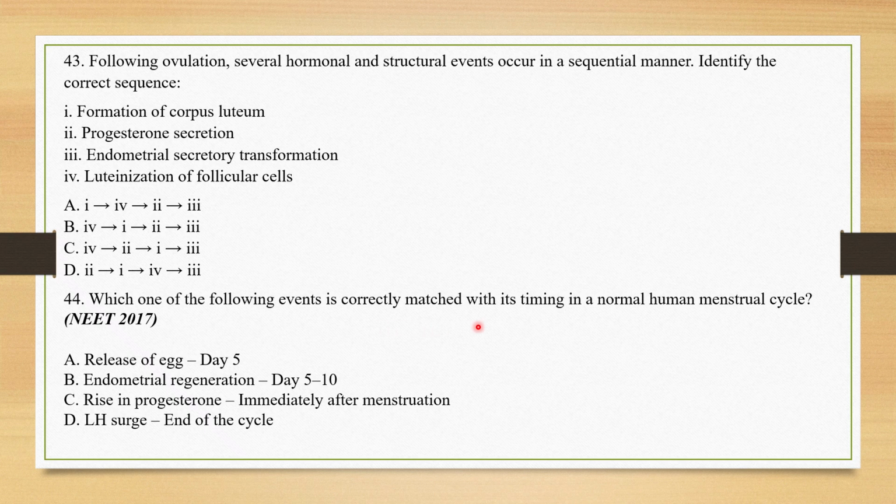Which one of the following events is correctly matched with its timing in a normal human menstrual cycle? So that was a previous NEET question in 2017. The options: release of the egg on day 5, endometrial regeneration day 5 to 10, rise in progesterone immediately after menstruation, LH surge at the end of the cycle. So the right answer here will be option B, that is endometrial regeneration, which occurs at day 5 to 10.